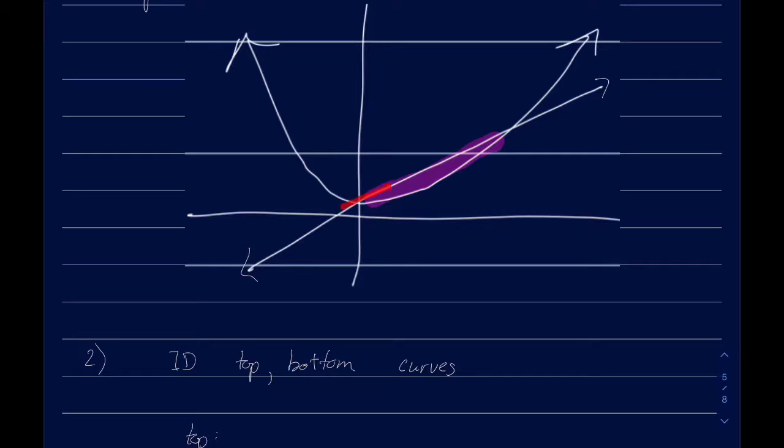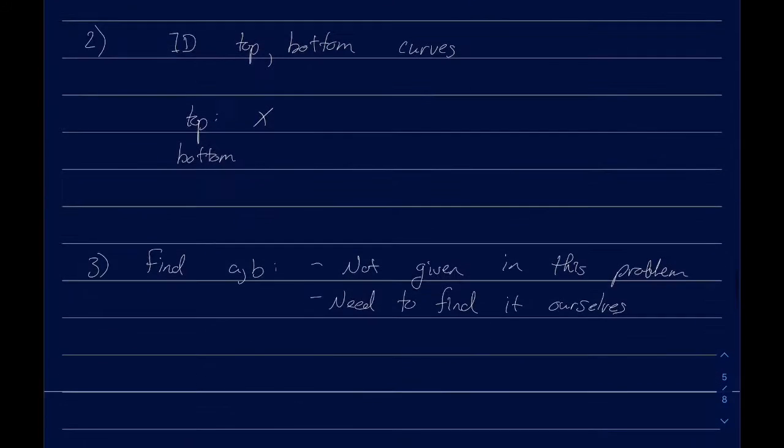So our top curve is going to be actually the straight line y equals x. So the top is x, and we'll just put that right down here. And that tells us that our bottom curve is going to have to be our parabola. So our bottom curve is x squared.